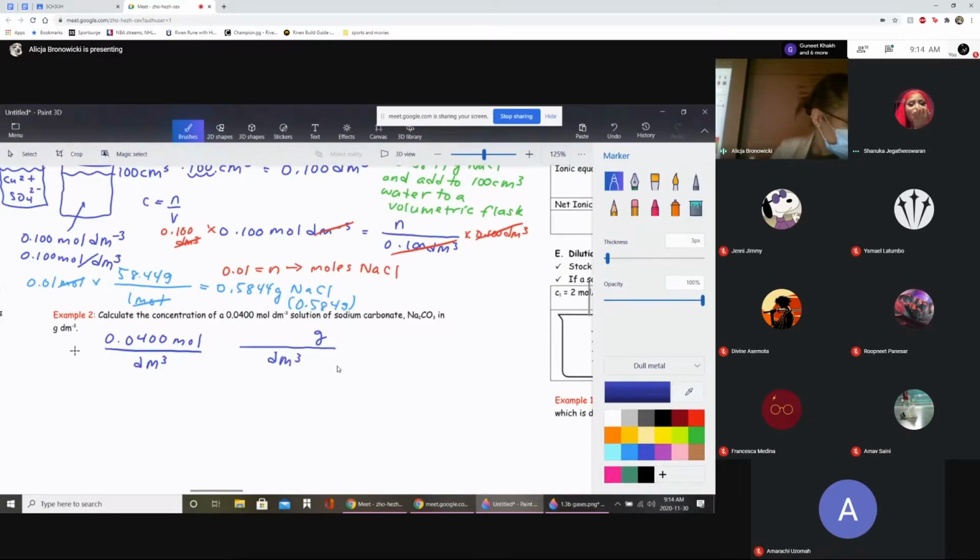Okay, so let's find the molar mass of sodium carbonate, Na2CO3. I added it up ahead of time, so it is 105.99. Again, that mole to the minus 1 is just like having 105.99 grams per mole.